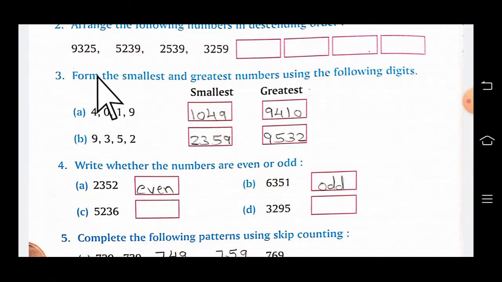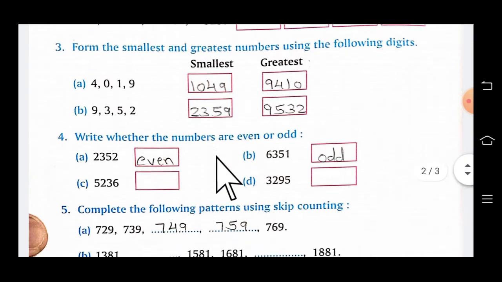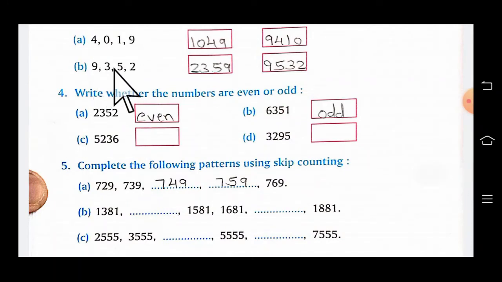Next is: form the smallest and greatest numbers using the following digits. हमें ये डिजिट यूज़ करके स्मॉलेस्ट और ग्रेटेस्ट नंबर बनाना है. So the smallest number is 1049, greatest 9410. With the using of these digits, smallest 2359 and greatest is 9532.